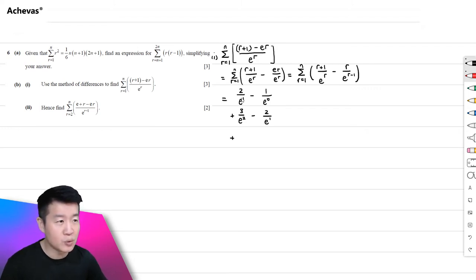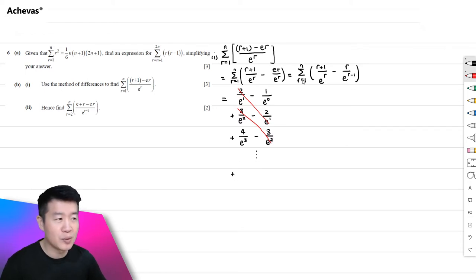And when r is equal to 3, this will be 4 divided by e to the power of 3. Then minus away 3 divided by e to the power of 2. So we can see this cancellation, and the cancellation continues. Two rows gives me one cancellation. So let me try to write down the last two rows.